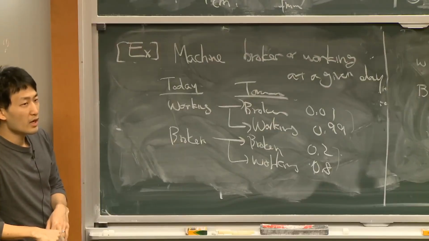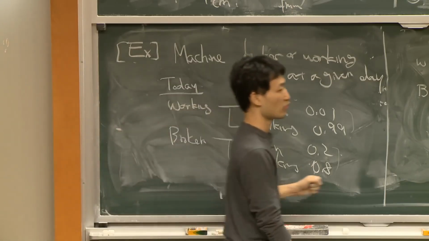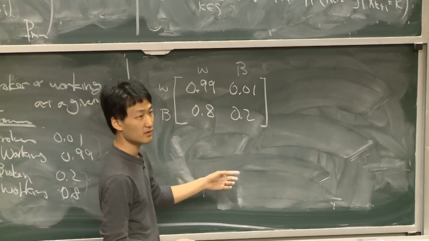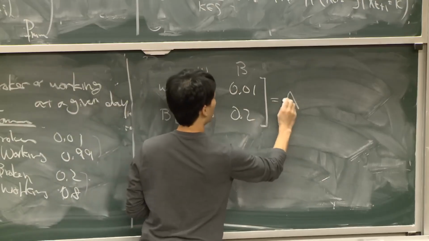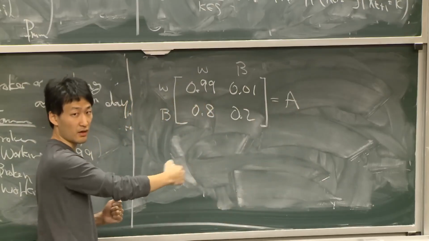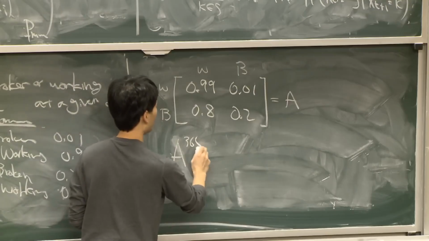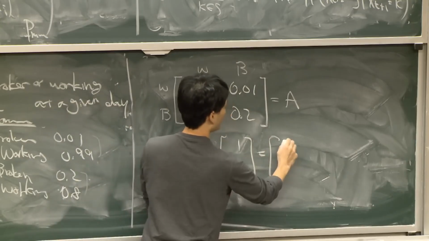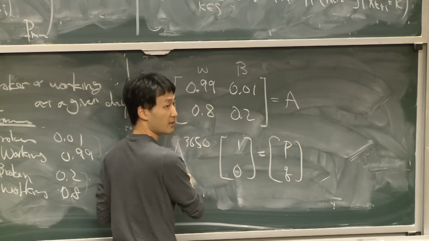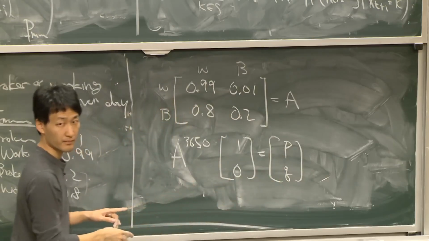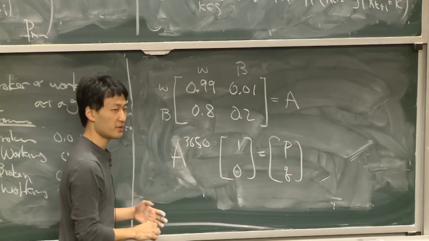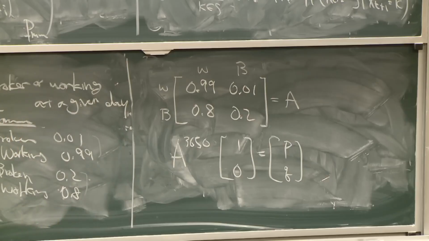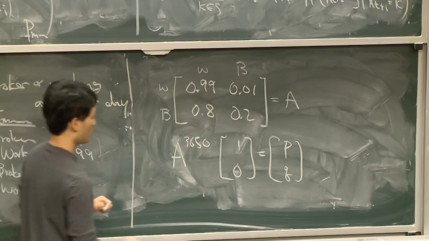And the question: what happens if you start from some state, let's say it was working today, and you go a very, very long time, like a year or 10 years? Then the distribution after 10 years on that day is A to the 3,650. So that times (1, 0) will be the probability (P, Q). P will be the probability that it's working at that time. Q will be the probability that it's broken at that time. What will P and Q be? That's the question that we're trying to ask now.